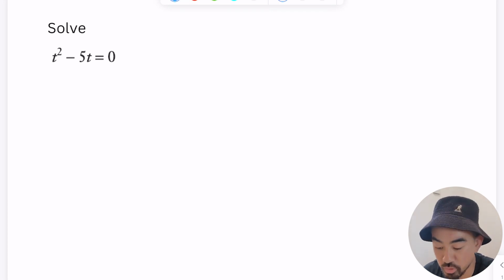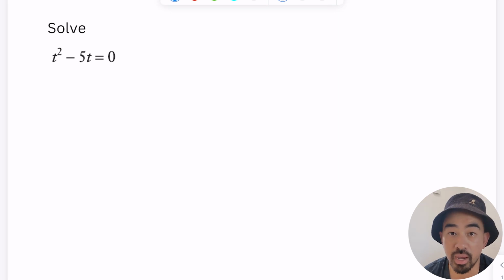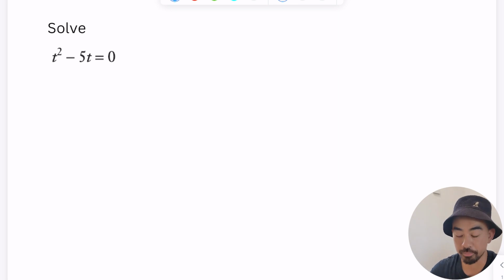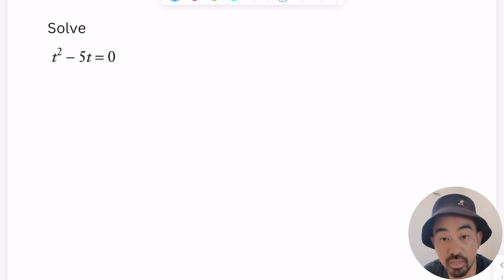So today I wanted to do a video on solving by factorization. We're going to go through a few different examples and look at some things that you should definitely look out for. All right, let's get started. Okay, so this first question: t squared minus 5t equals 0.